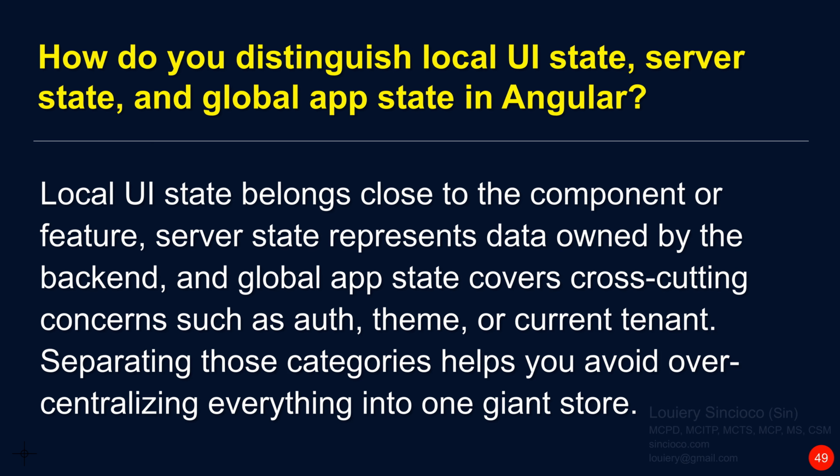How do you distinguish local UI state, server state, and global app state in Angular? Local UI state belongs close to the component or feature. Server state represents data owned by the backend, and global app state covers cross-cutting concerns such as auth, theme, or current tenant. Separating those categories helps you avoid over-centralizing everything into one giant store.